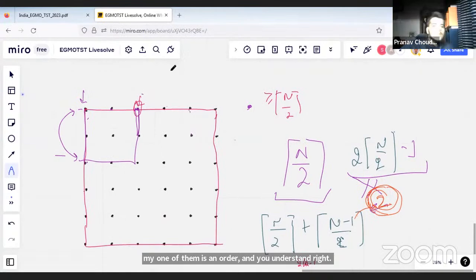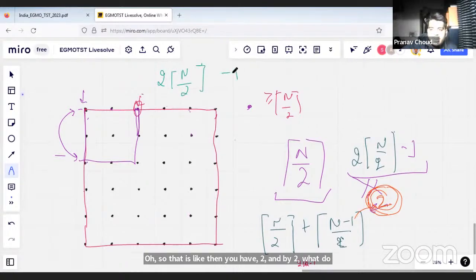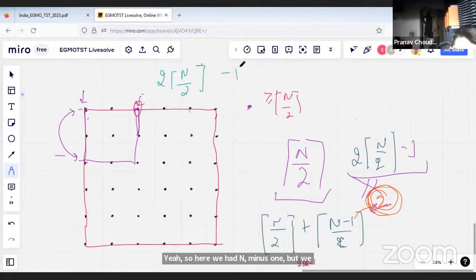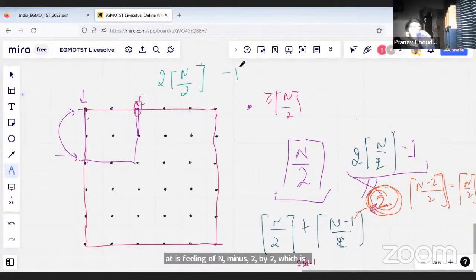Oh, so the issue is like, then you have 2n/2, but you want 2n/2 minus 1 somehow, right? Yeah, so here we had n-1, but we want n-2. That is ceiling of (n-2)/2, which is ceiling of n/2 minus 1.